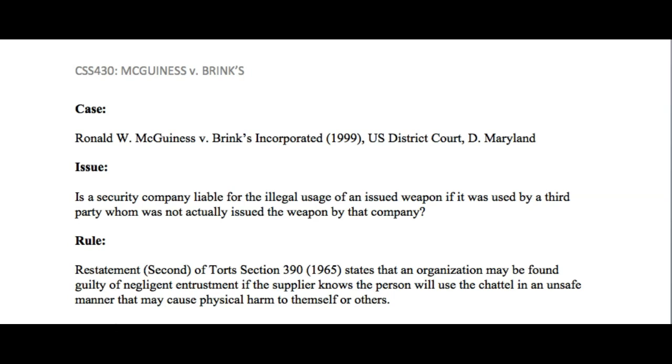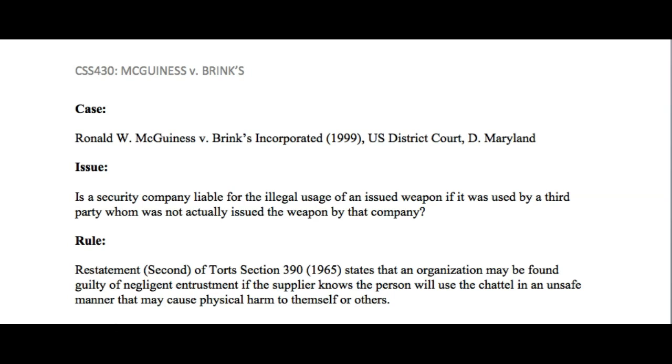The first thing is you have to list the case. You have to tell us what you're talking about. Ronald McGinnis versus Brinks Incorporated, 1999, U.S. District Court, District of Maryland. And that will come from the case. The top of the case will always have the title of the case, and that's what you put in there so that everybody knows which exact case you're talking about.